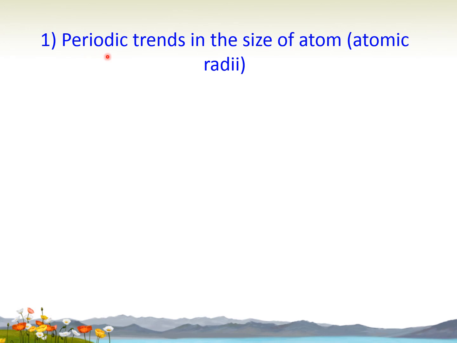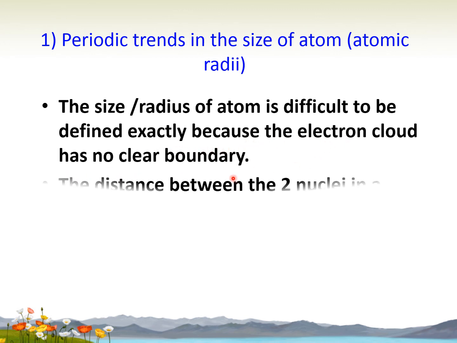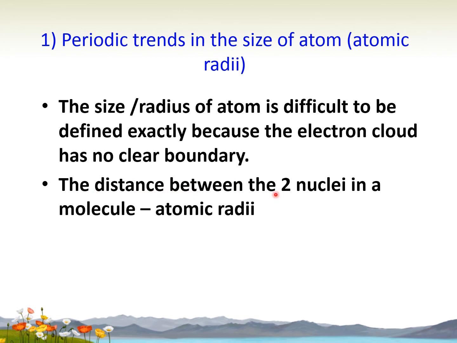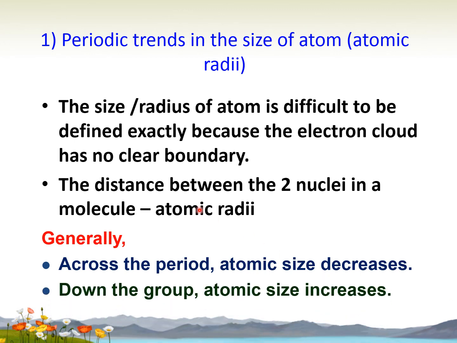Periodic trends in the size of atom or atomic radii. The size or radius of an atom is difficult to define exactly because the electron cloud has no clear boundary. The distance between the two nuclei in a molecule we call atomic radii. Generally, across the period, meaning from left to right, the atomic radius or atomic size decreases. And when going down the group, the atomic size increases.